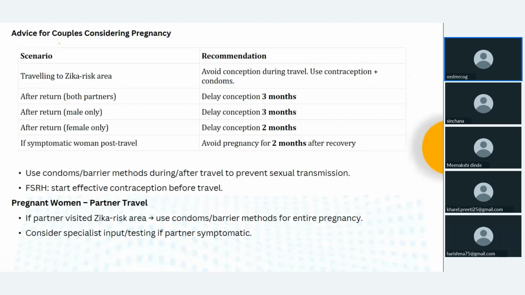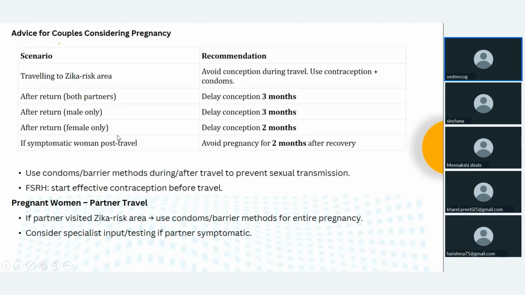What did we discuss, Dr. Sinchana? Infective for 69 days, and it remains for 188 days. Correct. So it can be found in the semen up to 188 days, but it is infectious up to 69 days. Okay, so 3 months of contraception is advised if the male partner is traveling.